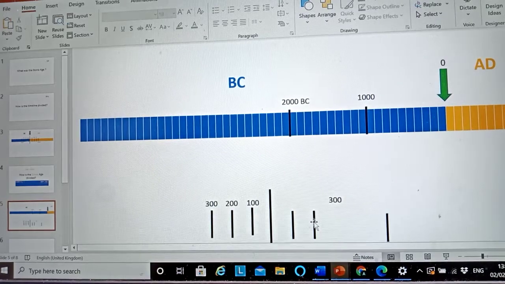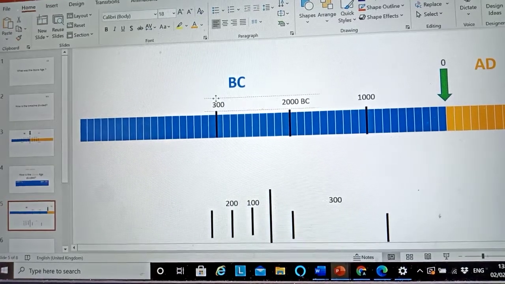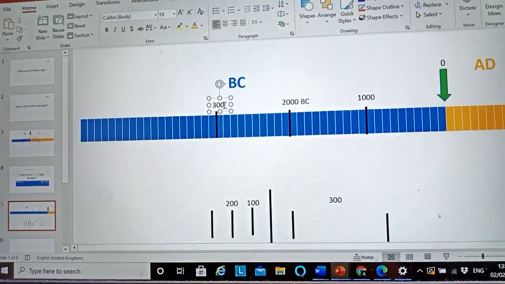Let's count in hundreds again. Let's count in centuries. 2,100, 2,200, 2,300, 2,400, 2,500, 2,600, 2,700, 2,800, 2,900, another 1,000, which would be 3,000. We call thousands of years millennia. So this is 3,000 years or 3 millennia.